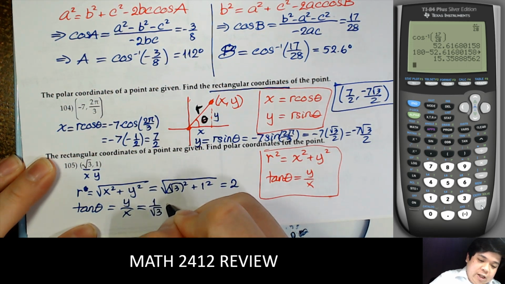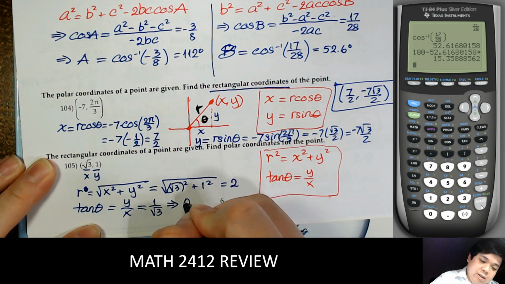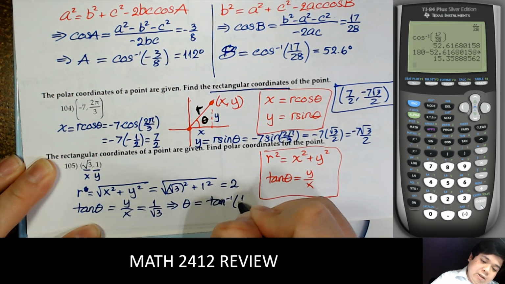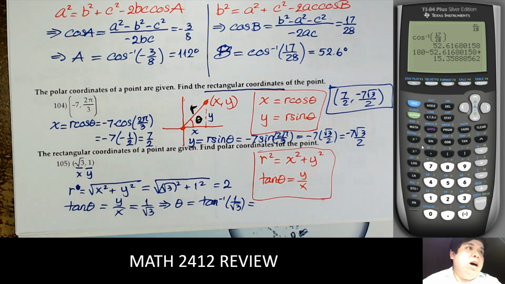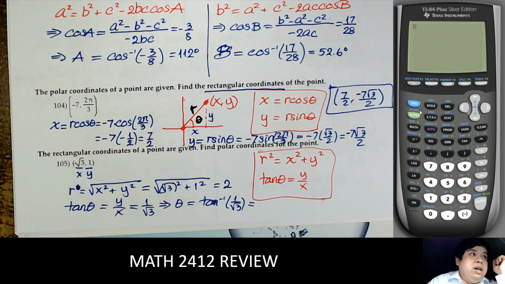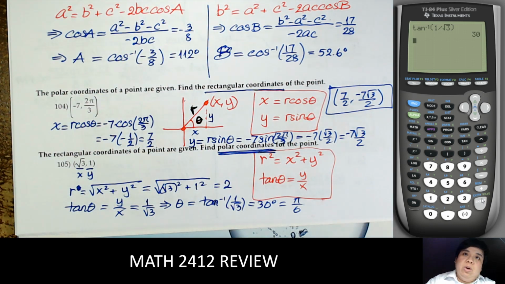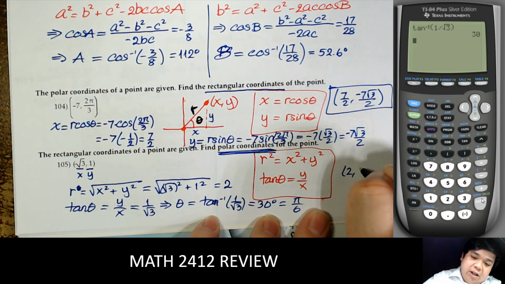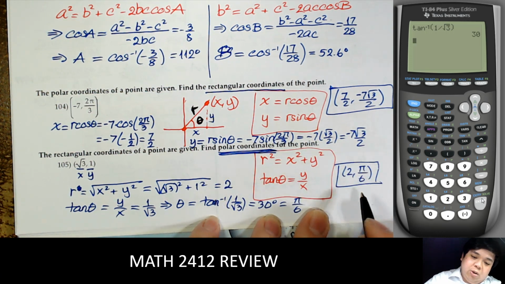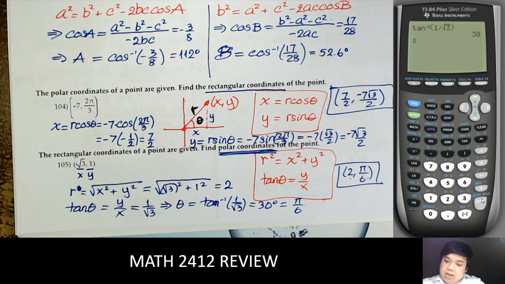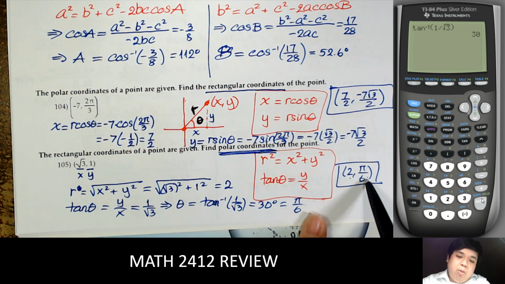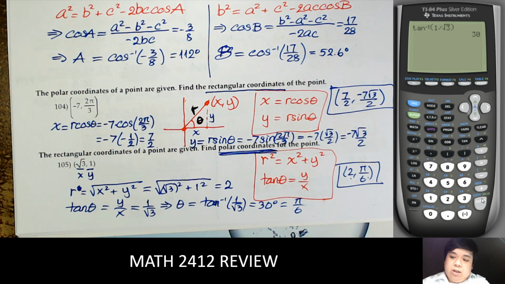Tangent of theta is y over x, 1 over square root of 3, and the inverse of that is 30 degrees. Since the calculator is still in degree mode, we just say tangent inverse of 1 divided by square root of 3. There, 30 degrees, which is pi over 6. So the answer in polar coordinates is r is 2 and theta is pi over 6. So r and theta are polar coordinates, x and y are rectangular coordinates.